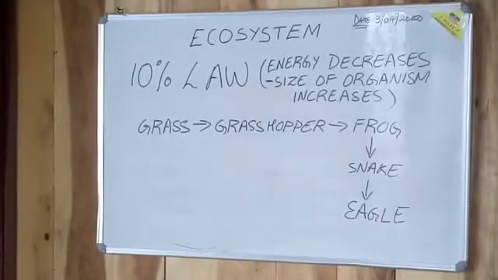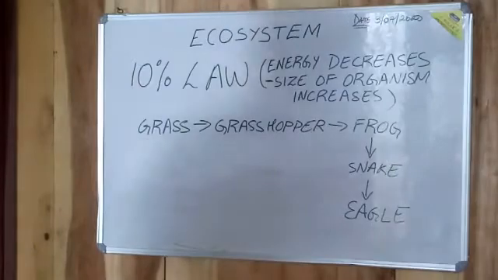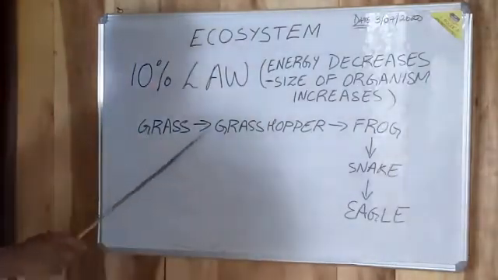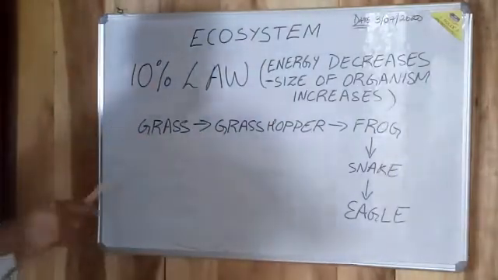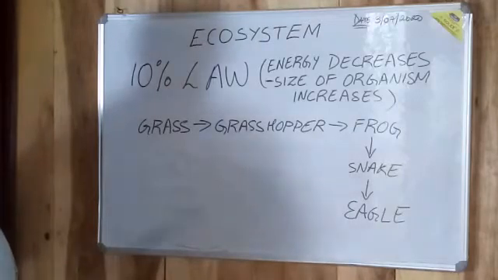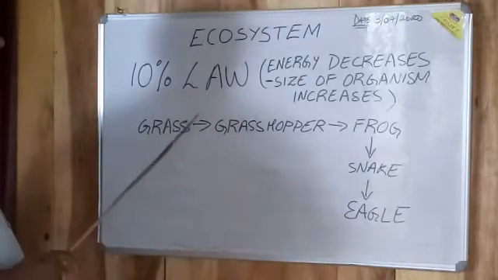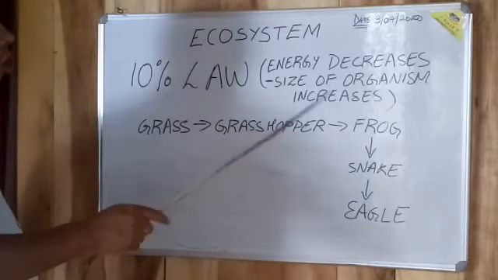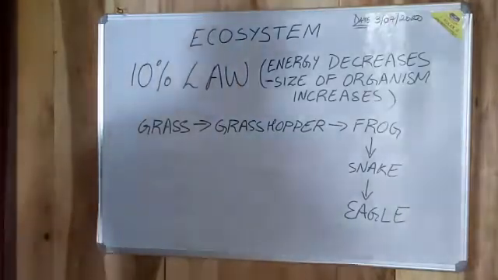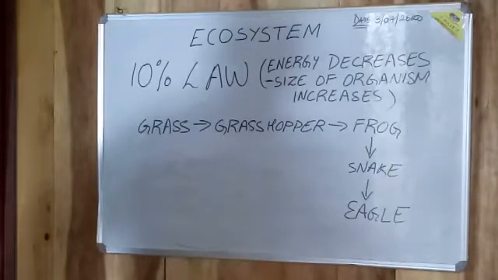Next, we will understand the 10% law. Now, what the 10% law is: as we move on, one after the other trophic level, the size of the organism increases, but the energy level goes on decreasing. Therefore, we cannot have a longer food chain than this, as it is shown on the board.